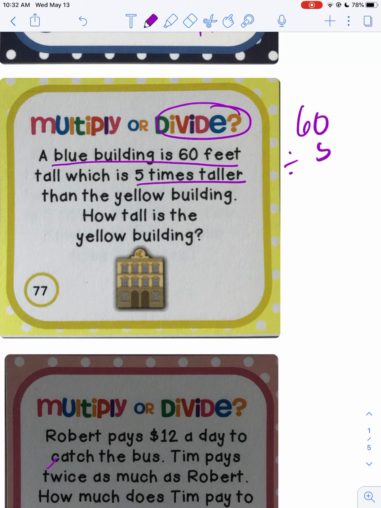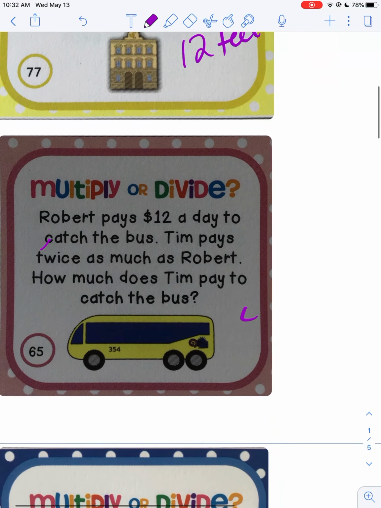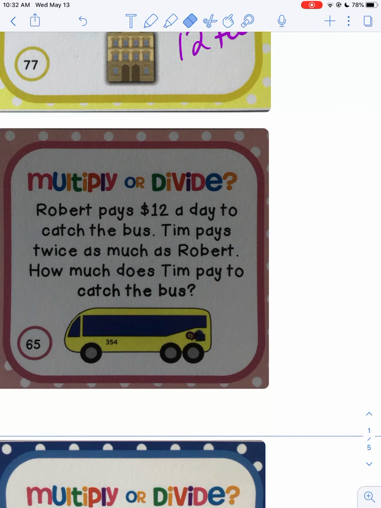60 divided by 5. When I do division, I always use the multiplication relationship, and I think, okay, 5 times 10 is 50. So I would need 2 more 5s, so that would have to be 12. 12 times 5 is 60, so that makes sense. So that building is 12 feet tall. 5 times 12 is 60, and it is. So that makes sense. Okay, look at this next one.